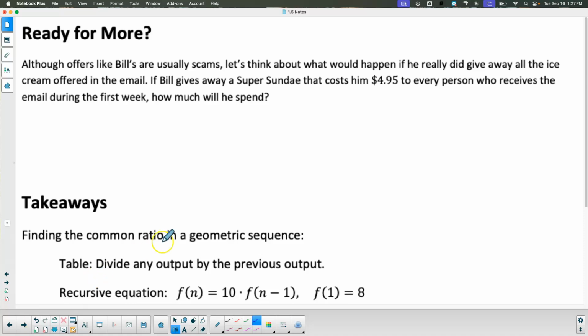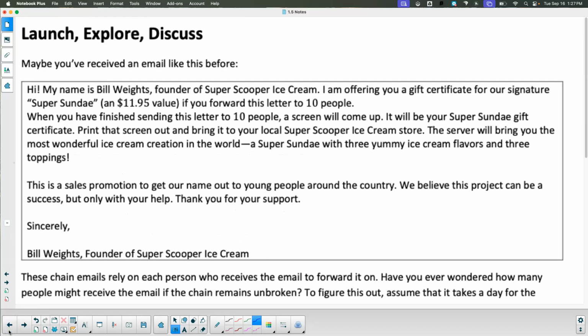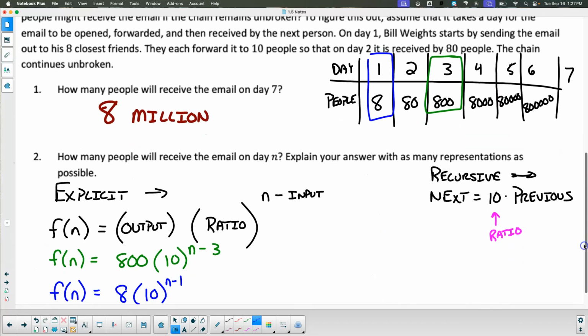So that common ratio we can find in a couple of different things. One thing that I haven't been doing yet, and I should be doing, is on our recursive equation. I just remembered I've got to start doing this. On our recursive equations, we're saying that the next is equal to 10 times the previous, right? Or that would also be f of n equals 10 times f of n minus 1. Do we agree with that? Written in function notation. Okay? I'm good with that.